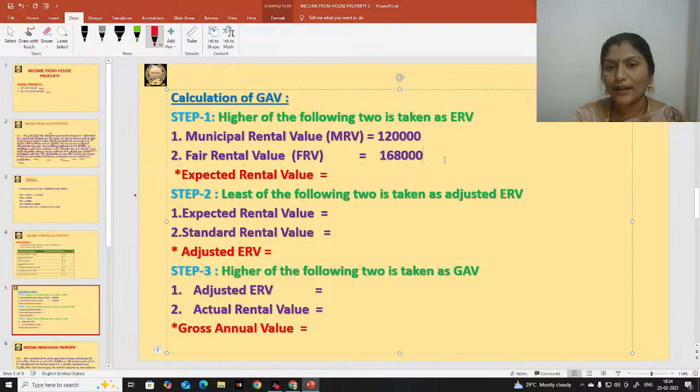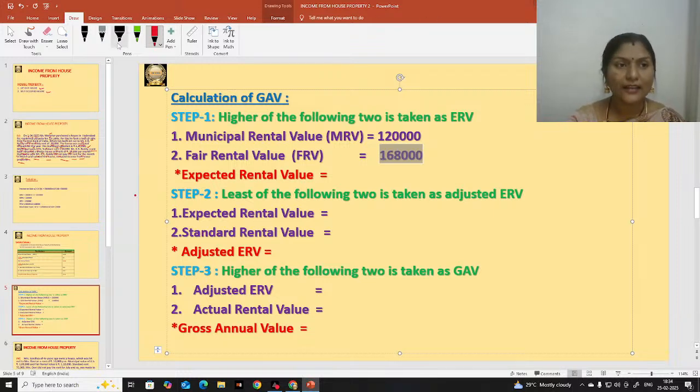Highest one is 1,68,000. 1,68,000 is more than 1,20,000. So we should select that one and name it as expected rental value. Whenever you do this in your notes, you have to circle whatever you select. Okay, 1,68,000, you have to draw one circle around it.